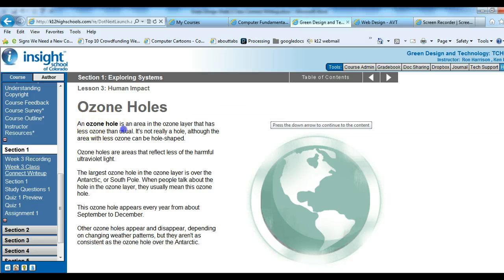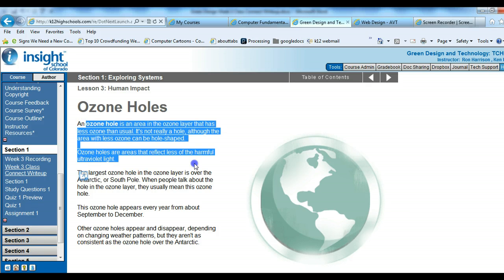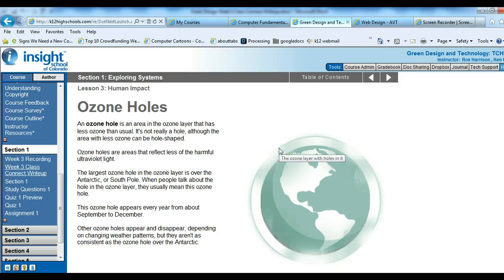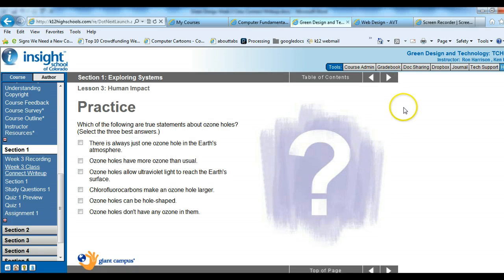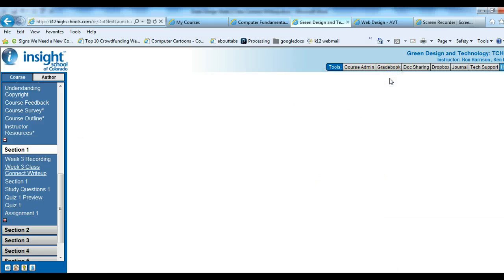Ozone holes, you may have heard about this. This was in the 80s. They talk about the ozone hole. I mean, it's naturally occurring. So it occurs and disappears. So whether man actually caused that to happen, who knows? Practice activity, go through that to see what you understood about it.